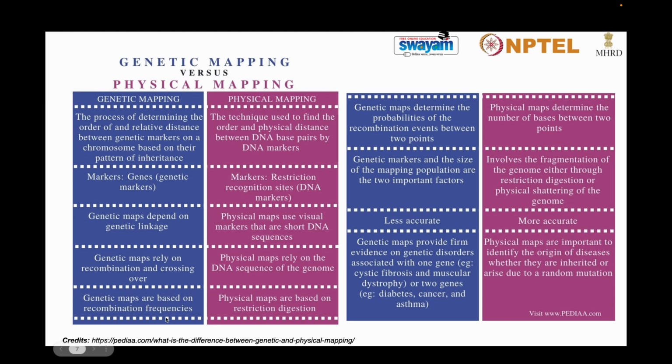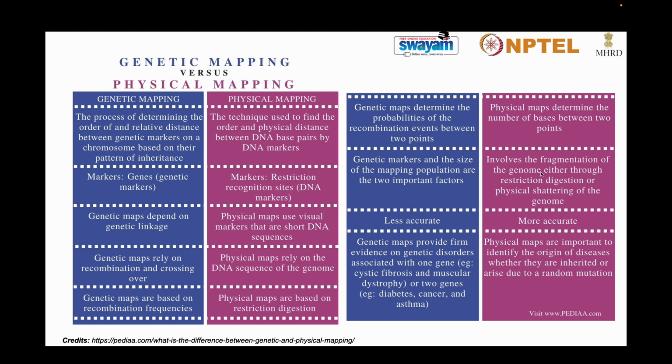Genetic maps are based on recombination frequencies, whereas physical maps are based on restriction digestions. Genetic maps determine the probability of a recombination event between two points. So if the genes are closer, then the probability of a recombination event will be less. Physical maps determine the number of bases between two points. Genetic markers and the size of the mapping population are the two important factors. Physical mapping involves fragmentation of the genome, either through restriction digestion or physical shattering of the genome.